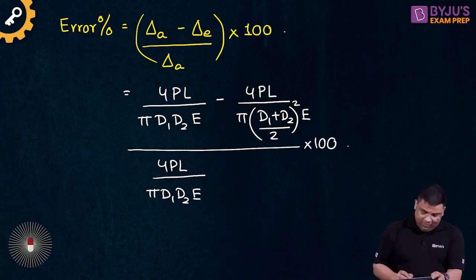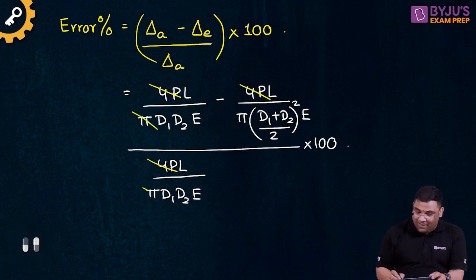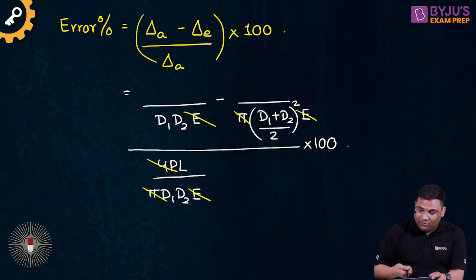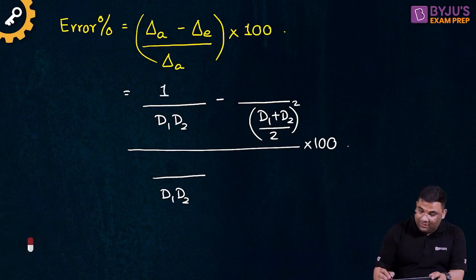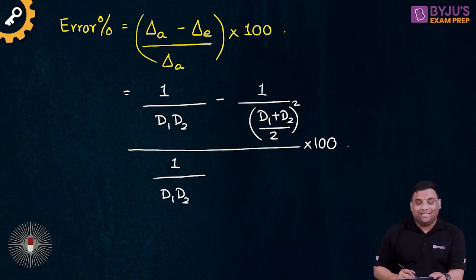Now you see, in the numerator and denominator I can cancel the whole 4PL, pi, and E. So what will happen? If I erase all these things, this expression will change to this particular thing, right? Now you see, this numerator I can multiply like this, and this will become what?